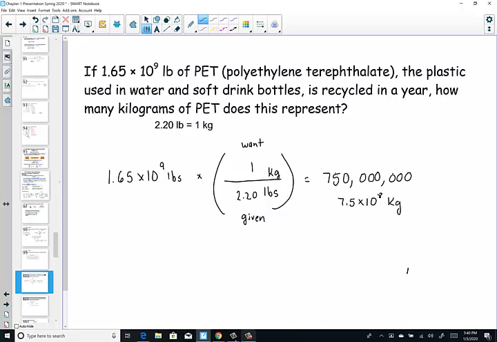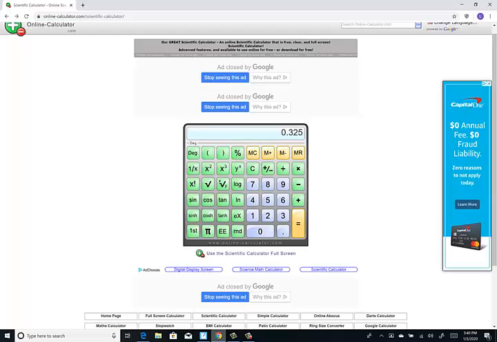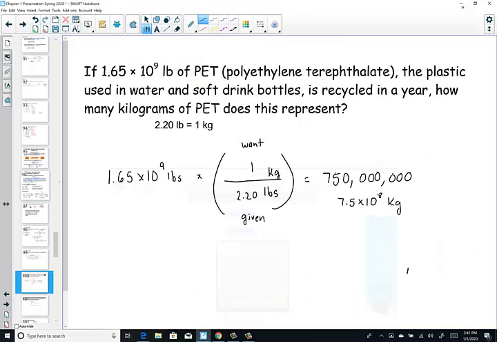Let me model that if you were a little unsure. We had 1.65 EE9. See how I'm putting that in directly? That's 1.65 times 10 to the 9th power. Then I hit times 1 divided by 2.2, close parenthesis, equal. We get a very large number. So that's why I wrote that out in scientific notation.